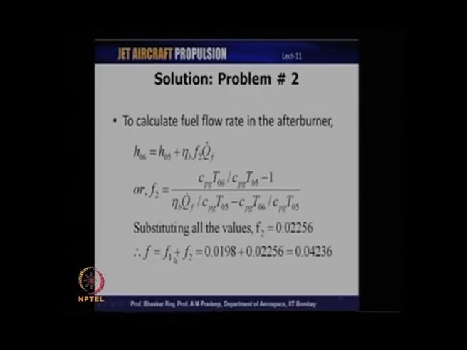where F1 is the fuel to air ratio in the main combustor, plus F2 in the afterburner. So, the total fuel flow rate is 0.04236. As you can see, there is more than a 100% increase in the fuel to air ratio in this turbojet with afterburning.